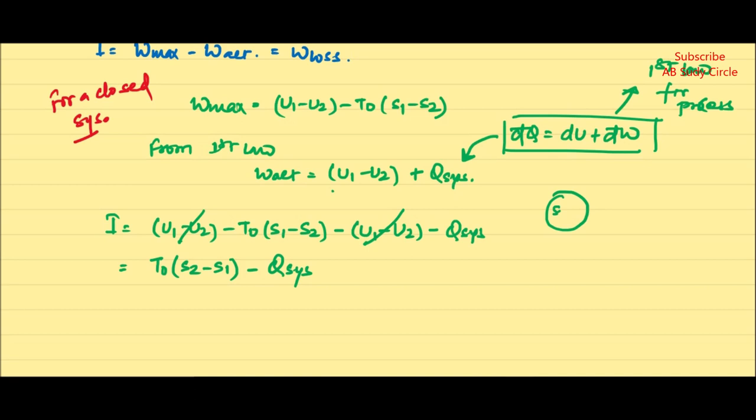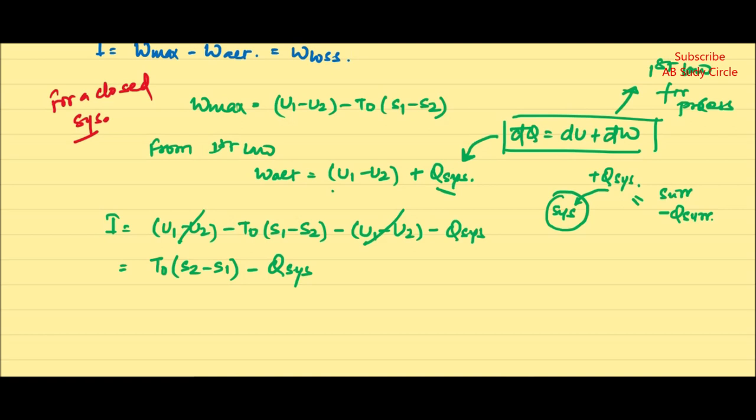See, if heat is transferred to the system, that is a positive Q for the system, but for the surrounding it will be negative. Both will be equal, right? This heat, the surrounding is losing and the system is gaining, right? So that's why here we have a positive heat transfer.